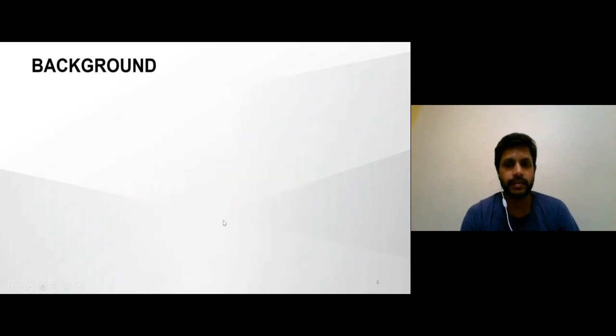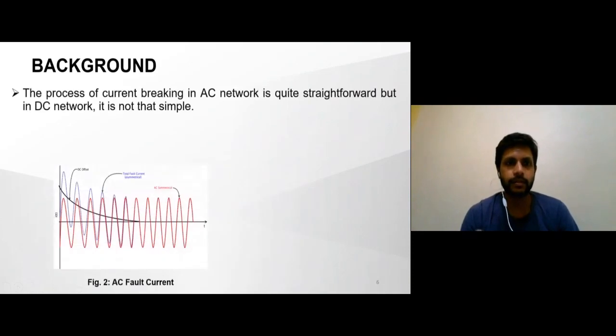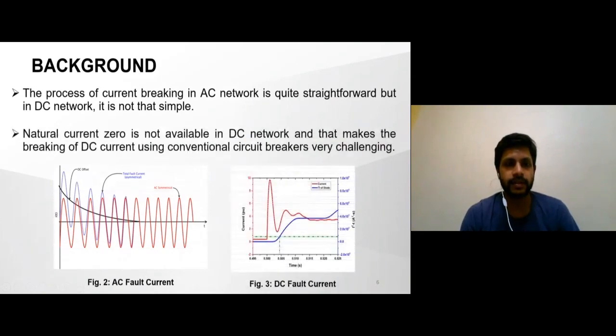But this is not the case in a DC network. Though the process of current breaking in an AC network is quite straightforward, the breaking of current in a DC network is quite challenging. We can see from figure 3 the DC fault current nature. It has a peak value, peak current, followed by some steady state non-zero value. So using a traditional circuit breaker to break this non-zero DC current is quite challenging and quite impractical.